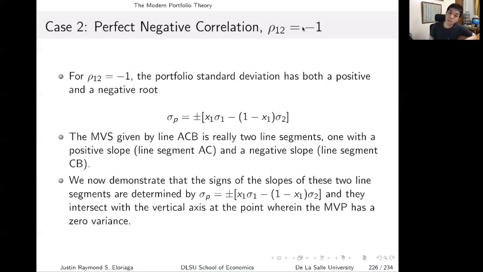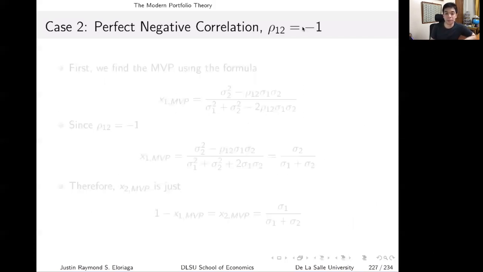And what we can do is demonstrate that the signs of the slope of these two line segments are determined by this standard deviation formula. And they intersect with the vertical axis at the point wherein the MVP has a zero variance. Okay, so it's easy to show.